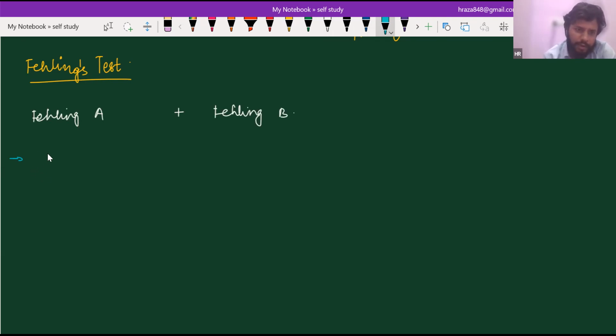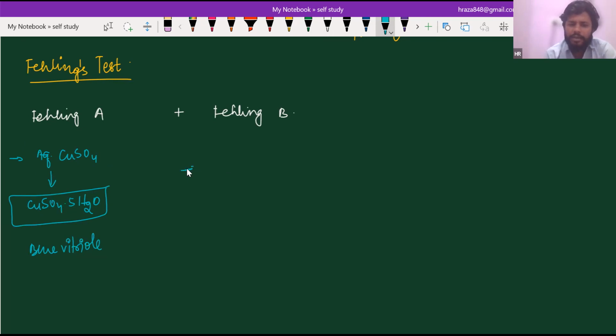We have aqueous copper sulfate solution, and you know that copper sulfate in aqueous form will form CuSO4.5H2O. That is known as blue vitriol. You have studied it. And in the second container, it is basically Rochelle salt. What is this Rochelle salt? I'm going to write its name: sodium potassium tartrate, also known as Rochelle salt. We will mix it and react with aldehyde.